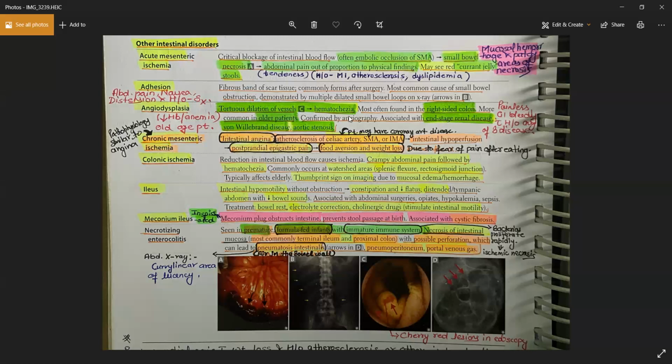And once you do the endoscopy of the patient, you can see these cherry red lesions in the colon. Okay, remember the right-sided colon is the most common location for angiodysplasia. So when you do the colonoscopy, you can see the cherry red lesions in the right-sided colon, right? It is more common in older patients. They could be associated with end-stage renal disease, with von Willebrand disease, and with aortic stenosis.